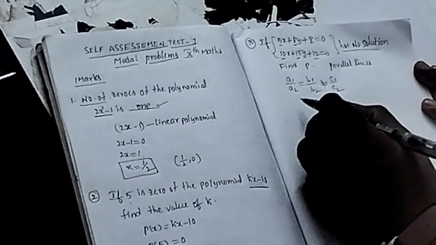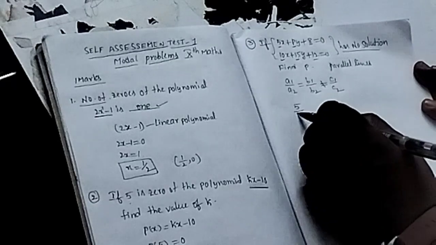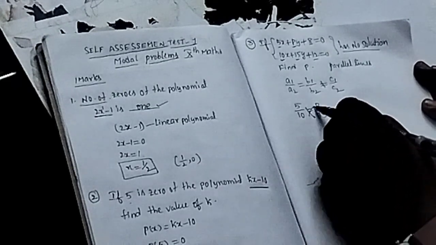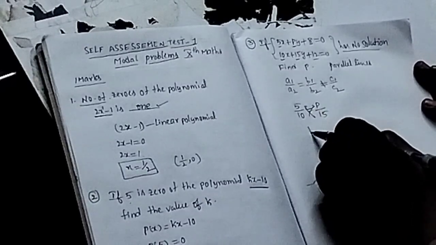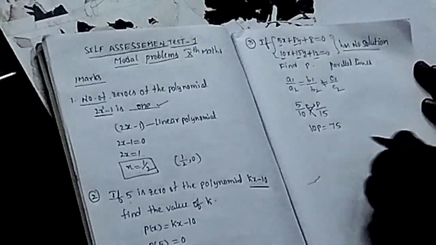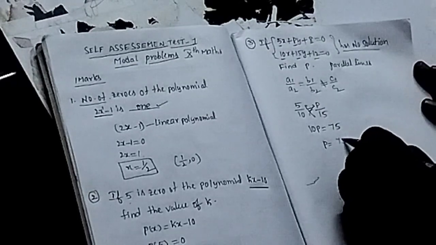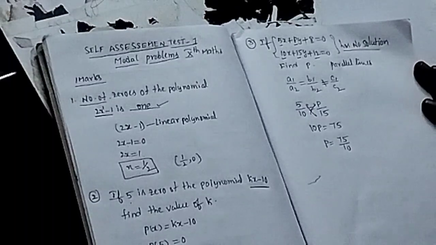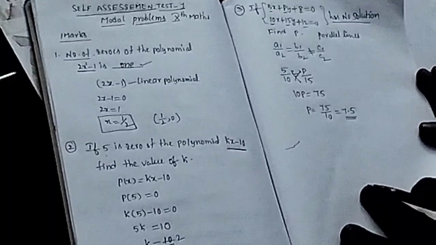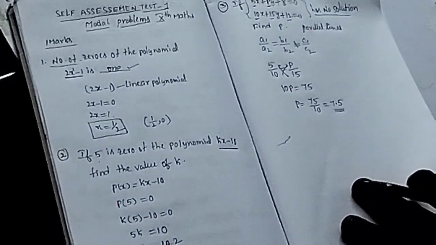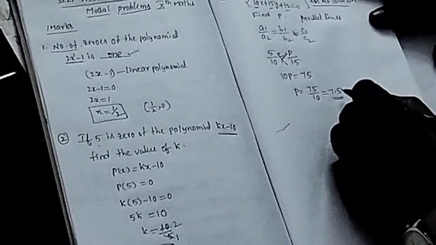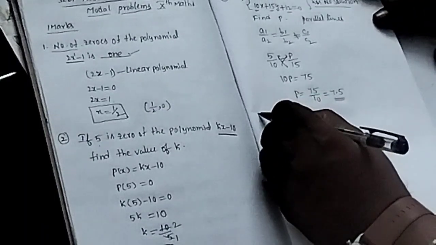Substituting, 5 by 10 equal to p by 15. Cross multiplication: 10 into p, 10p equal to 5 into 15, which is 75. Then p is equal to 75 by 10, that equals 7.5. The value of p is 7.5.